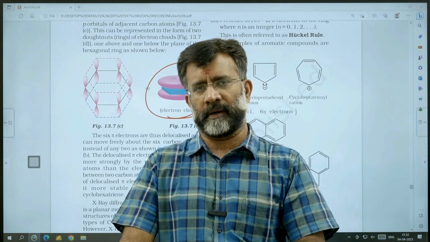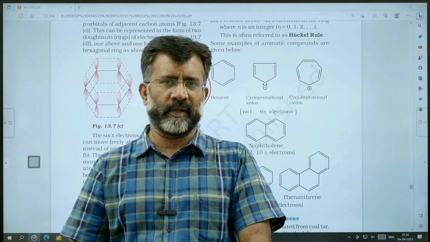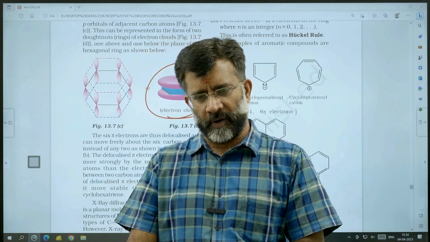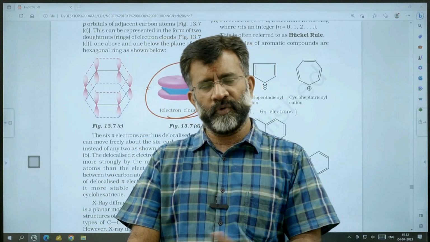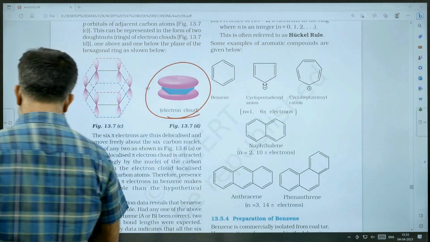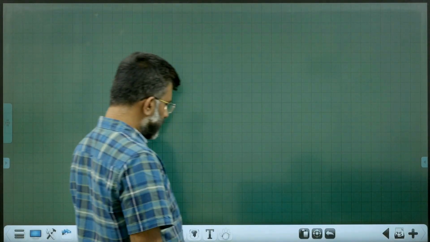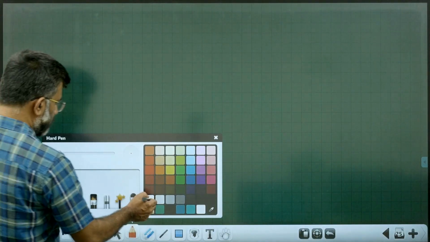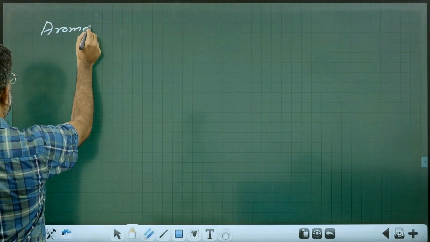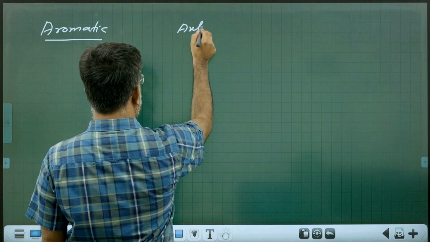Most important regarding the aromatic system, one of the most popular aromatic systems, as all of you know, is benzene. And of course, a discussion is coming: what is aromaticity? How do you understand aromaticity? That is an important topic from the chapter. So let me tell you, what is meant by aromatic? What is meant by anti-aromatic?